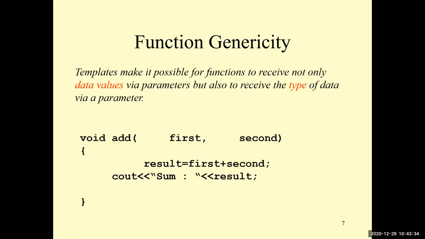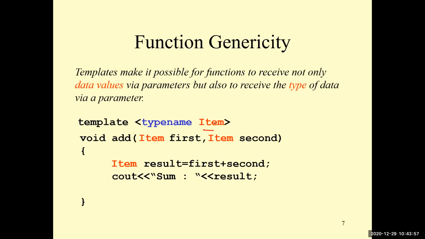So what do we do? We write template. Within angle brackets we write type name, and here you can write anything, right? A, B, C, X, Y, it's your choice. But whatever you write here, the same identifier you would be writing within the function. Okay, so now we have this function. When you call it with an integer, it will work. When you call it with float, it will work, right?